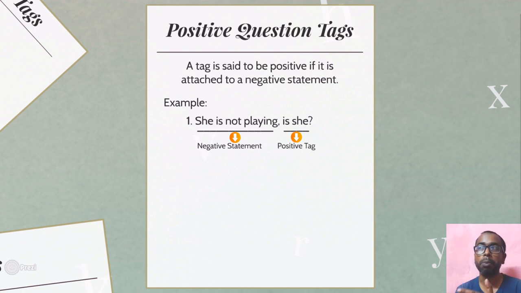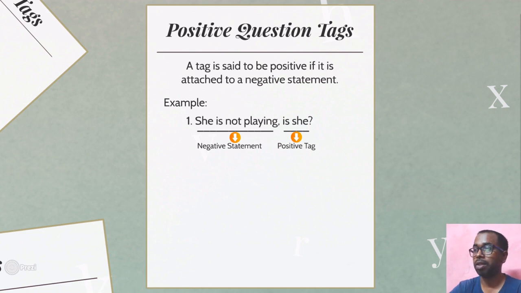So here the statement is negative, "she is not playing," and the tag, "is she," is positive. It is a question with a question tag. If you are asking somebody a simple question, it should have been "is she playing?" It's a very simple question, but if you want to bring out more attention to your question from your listener, you can simply say "she's not playing, is she?" It actually brings out more of your question and more attention from the listener.